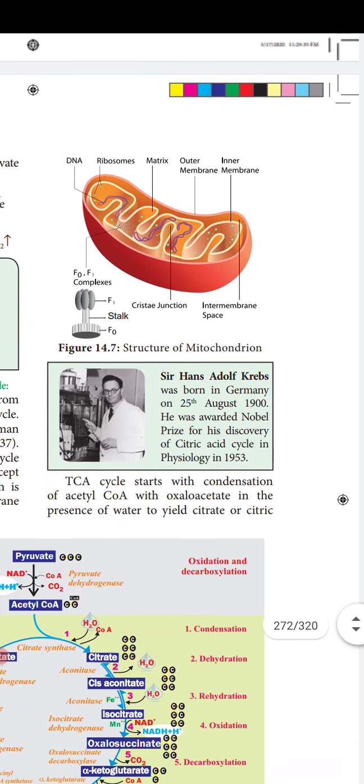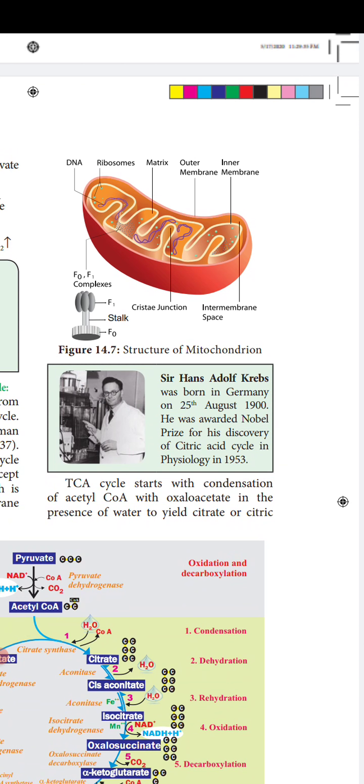TCA cycle. Here you already studied the structure of the mitochondria, you know the structure of the ribosomes, that is the oxysomes also, you know, children. Okay, next is the TCA cycle. So TCA starts with condensation of acetyl coenzyme A with oxaloacetate in the presence of water to yield citrate or citric acid.